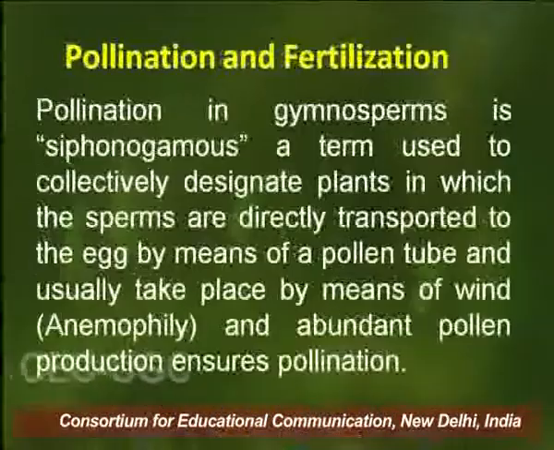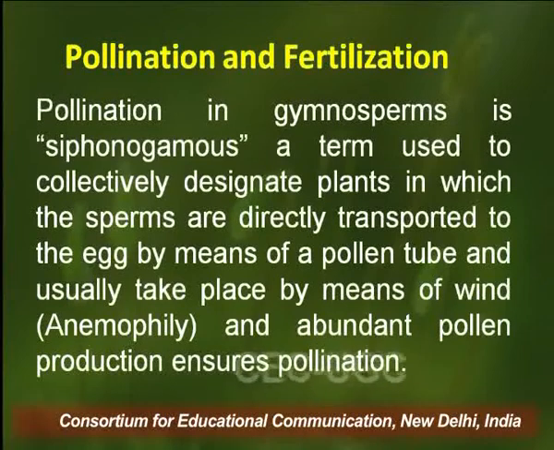The pollination in gymnosperms is siphonogamous. Siphonogamy is a term used to collectively designate plants in which the sperms are directly transported to the egg by means of a pollen tube, and it usually takes place by means of wind, that is anemophily, and abundant pollen production ensures such type of pollination. In the case of Cycas, Ephedra, Gnetum and Welwitschia, entomophily has also been reported, where insects play the part of pollinators.